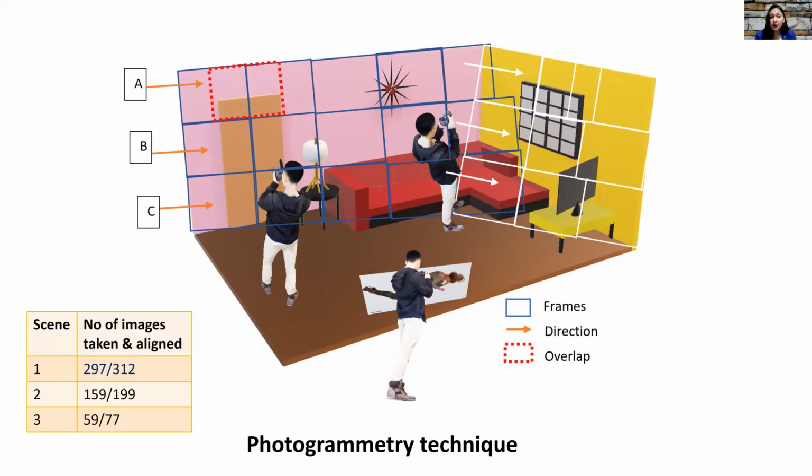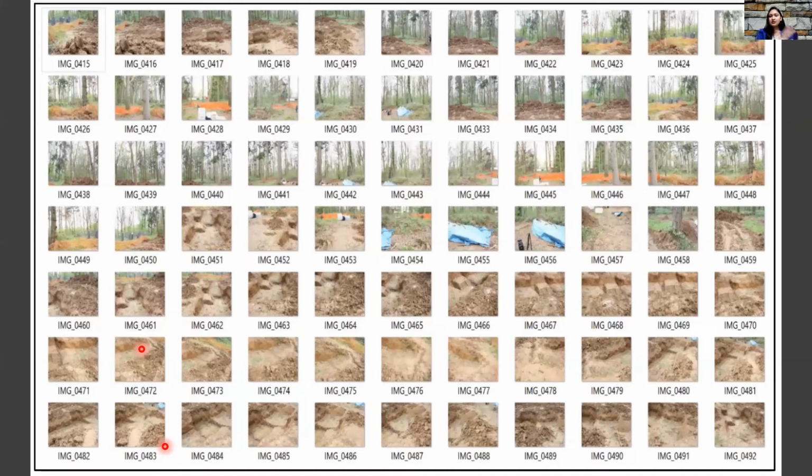So in this case, scene 1, I had taken 312 images. Scene 2, 199 images, and scene 3 was 77 images, out of which a few were not aligned, which means 297 were aligned out of 312. So here there may be a possibility that I have missed some frames which were not taken in by the software. This could cause a void in your data while doing 3D modeling. This is how the images looked. All of these images, when stitched together, will give me my photogrammetry model. And Agisoft Metashape was used for this processing.